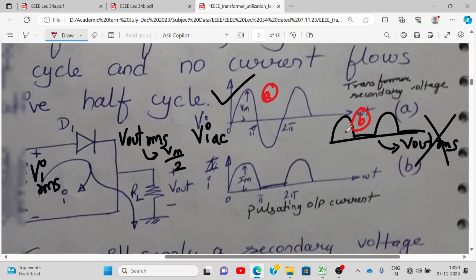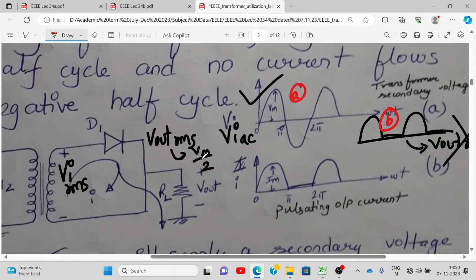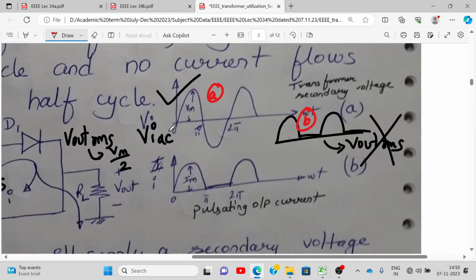Where do you get B? At the output of the load. Right? Here, what do you get? VIAC. You get the sinusoidal waveform. Correct? Are you understanding what I'm saying? So V out RMS is at the output, at the load. And what is that value? Vm by 2, which we have derived.